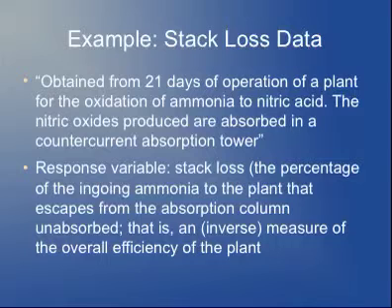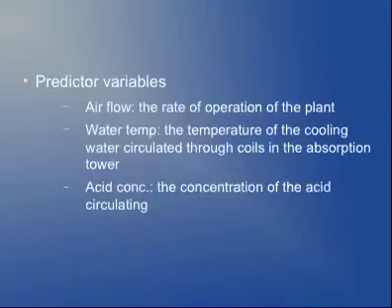If the stack loss is 0%, that implies that all of the ammonia is being converted to nitric acid. There's no loss in efficiency at all. If it were 100%, then all the ammonia is being lost and the plant isn't doing anything. The objective of this analysis was to see what sort of variables are associated with better efficiency in the plant. In this particular data set, there are 3 different predictor variables they thought would affect the efficiency of the plant. Number 1 is the airflow, basically the rate of operation of the plant, how quickly the ammonia is being cycled through. The second variable is the water temperature, which is the temperature of the cooling water in the absorption tower. And then there's the acid concentration, which is basically the concentration of the nitric acid after it's converted.